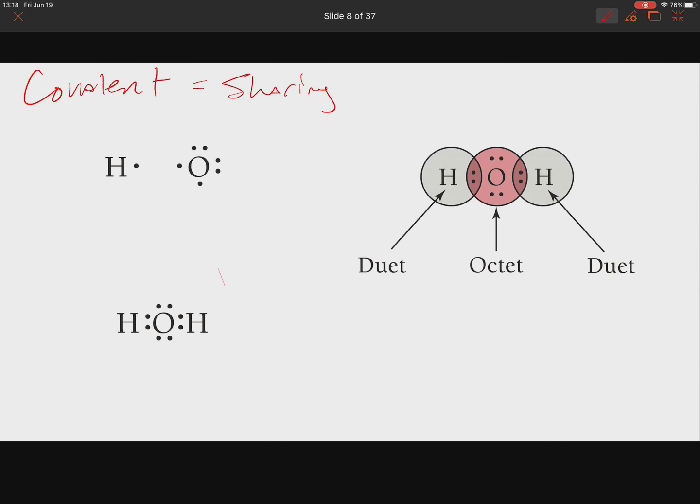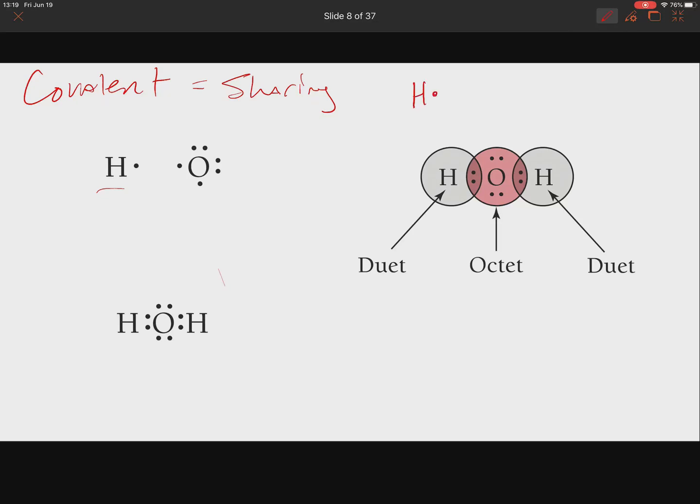And so in Lewis theory, we represent covalent bonding by allowing neighboring atoms to share some of their valence electrons in order to obtain octets, or duets in the case of hydrogen. So you can see here in this example, if we were going to let these nonmetals, which hydrogen counts as, share with each other. And actually, let's do a simpler one first.